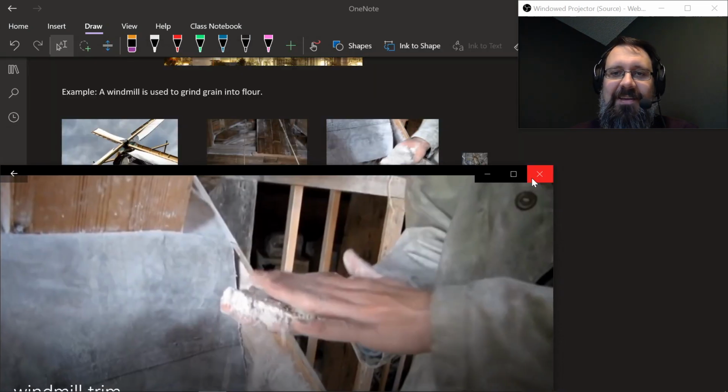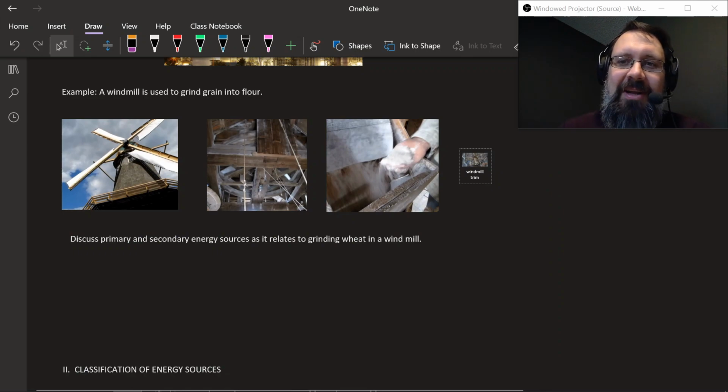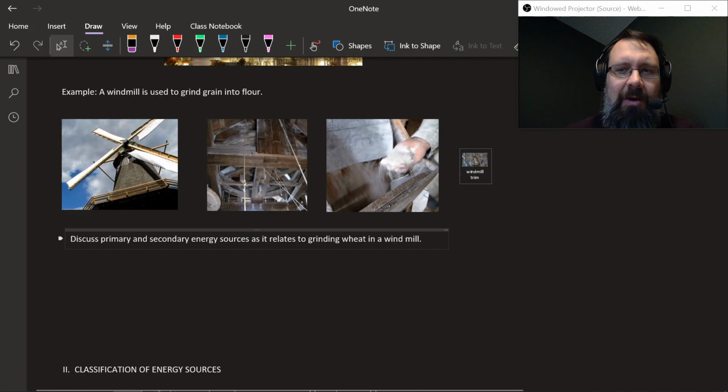Okay, so I don't know if you guys have ever seen an actual windmill operating before. The windmill is taking grain and making flour from it, grinding it up through a mechanical process. I want you guys to discuss, and I'm going to stay in the background here, through the voice chat, primary and secondary energy sources as they relate to grinding wheat in a windmill. If you guys could just jump in and start a discussion.